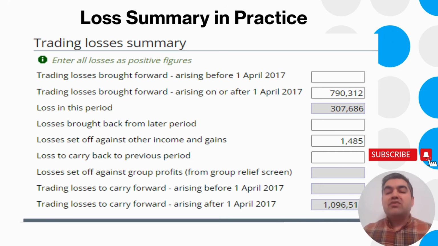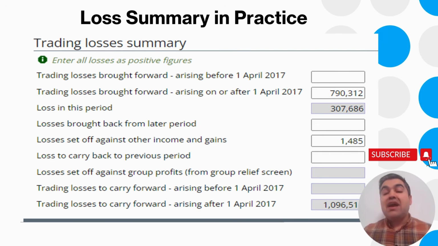Out of this loss, we utilized 1,485. So we use 790,312 plus 307,686 minus 1,485. If you look at the bottom figure, that is whatever is left, which will be carried forward and set against future profitability. So that's how things look in practice. That's why, when we're talking about an ACCA exam, the losses before 1st of April 2017, so that's the whole concept. Look at these practical slides, so you will know better now how things work.